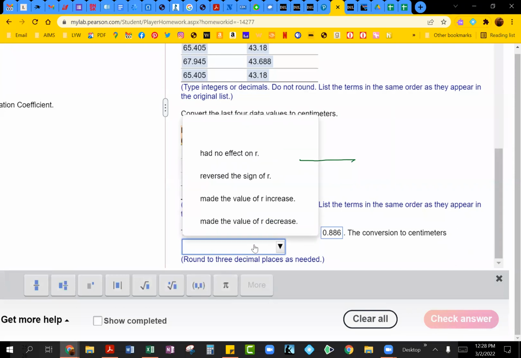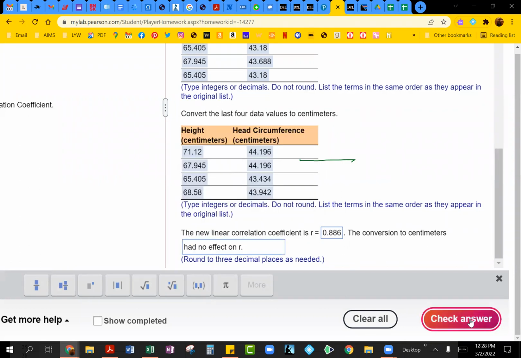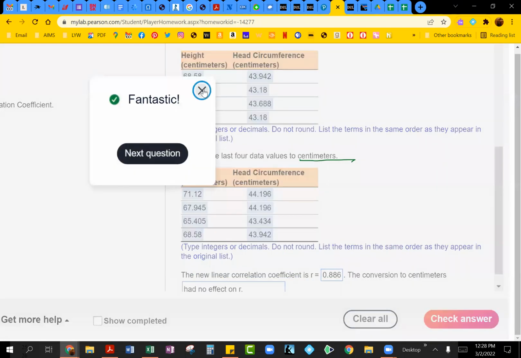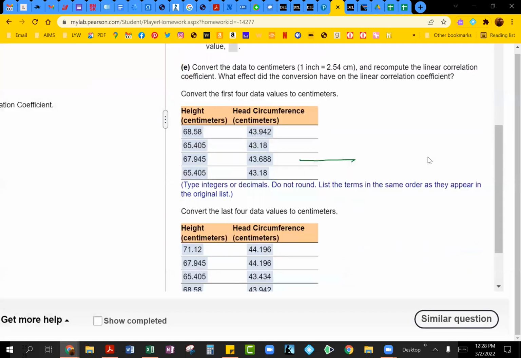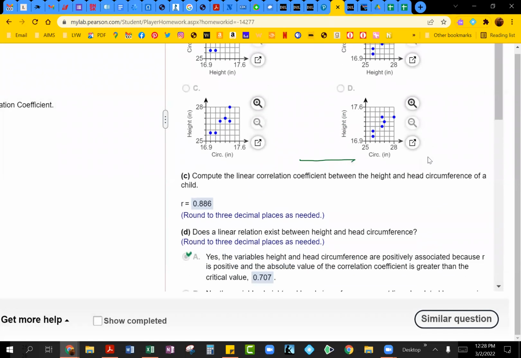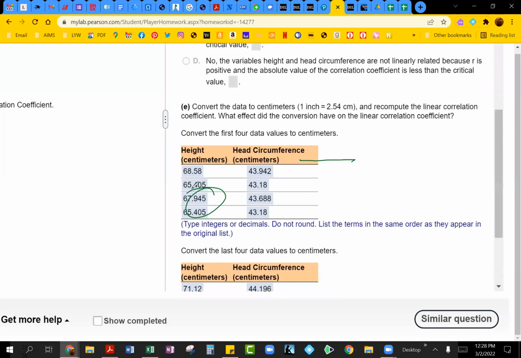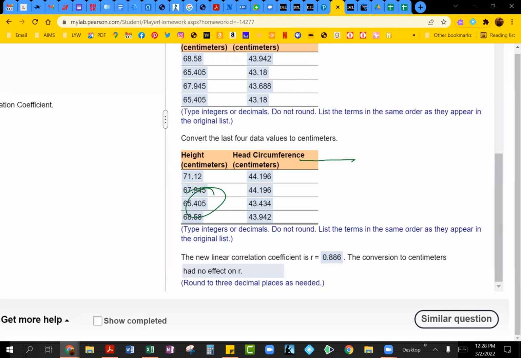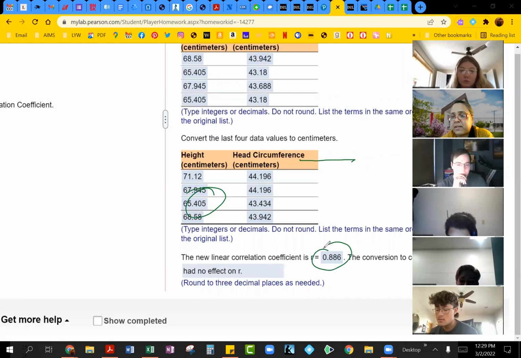And we would say that had no effect on r, which is exactly what you should expect, because just changing it from inches to centimeters should not change what kind of correlation you have between your height and head circumference. So you can see here we had 0.886, and that's the same value we got once we converted it to centimeters and recalculated it, 0.886.